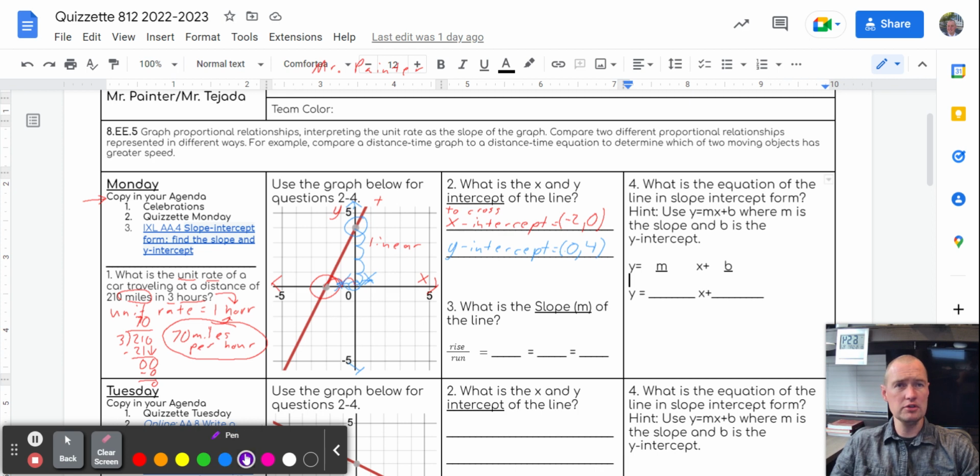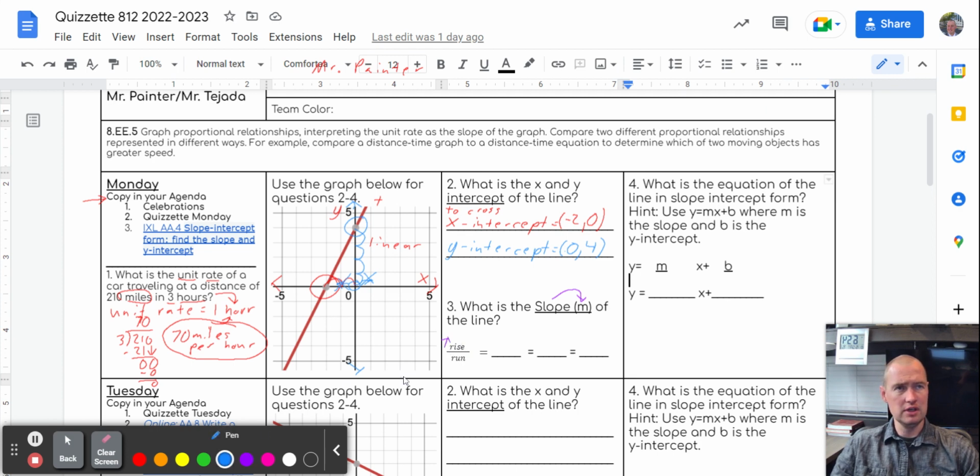All right, number 3. What is the slope m of the line? Now, slope is usually represented by the letter m. So just get used to seeing a letter m, and even on test questions, you're going to see that as well. All right, so notice that I give you a hint here. They gave you something called the rise.